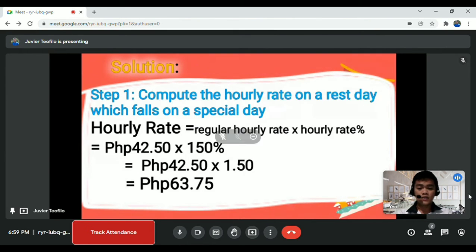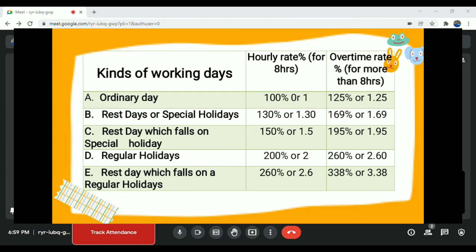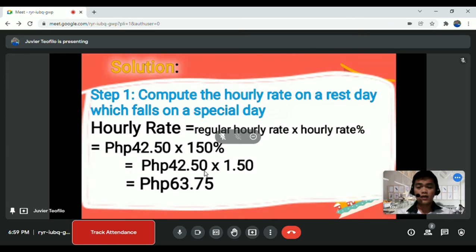Now, please see the table. In hourly rate for 8 hours, this is the numerical number that we are going to use to compute the hourly rate. Okay, 150 or 150% or 1.5. So, let's go back. We have here 42.50 multiplied by 1.50 is equal to 63 pesos point 75 centavo in our hourly rate. Again, please take note this. This is our hourly rate, 63 pesos point 75 centavos.